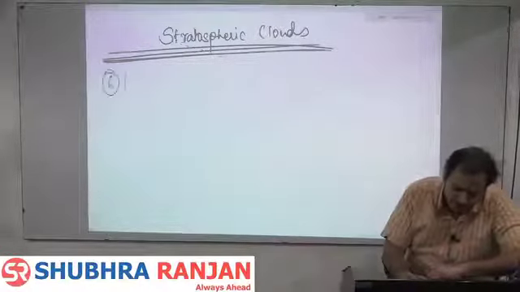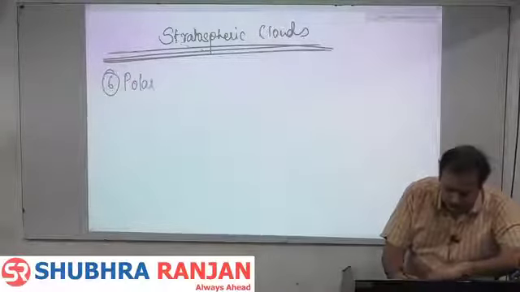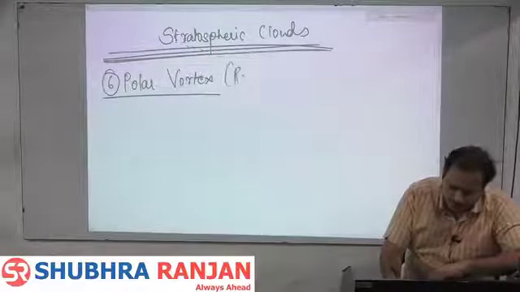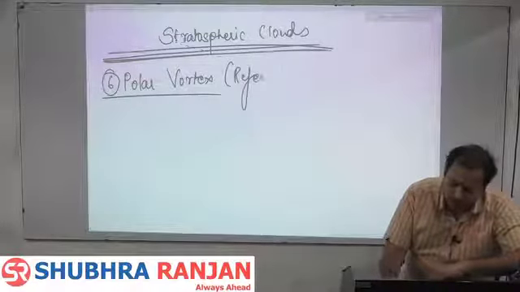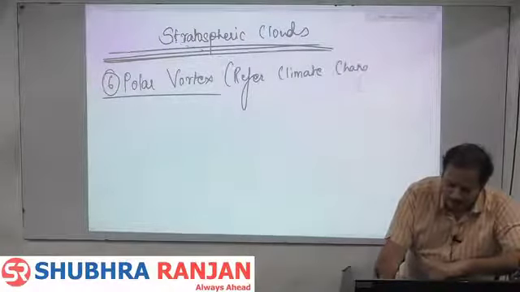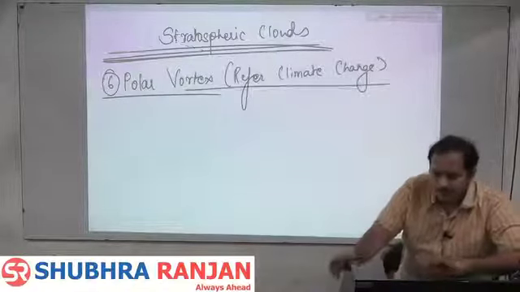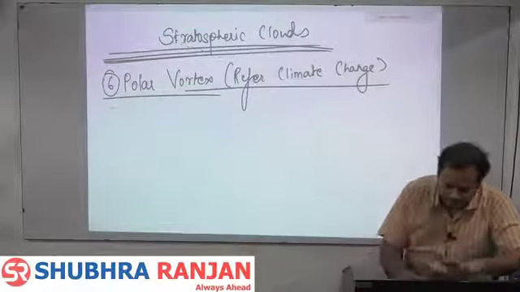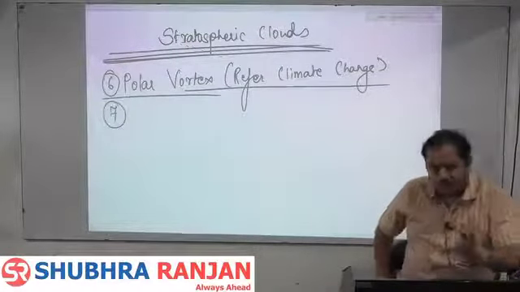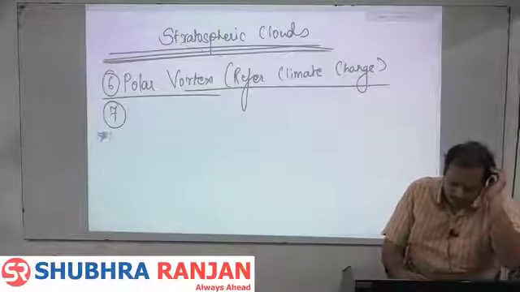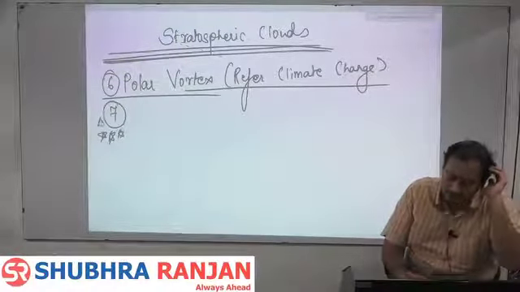Sixth point, polar vortex, polar vortex event. हम कल पढ़ेंगे ये in climate change, polar vortex event. And अगर पूछा गया significance of the jet stream, then only you should write the 7th point. If it comes in the surface weather, you may not write.